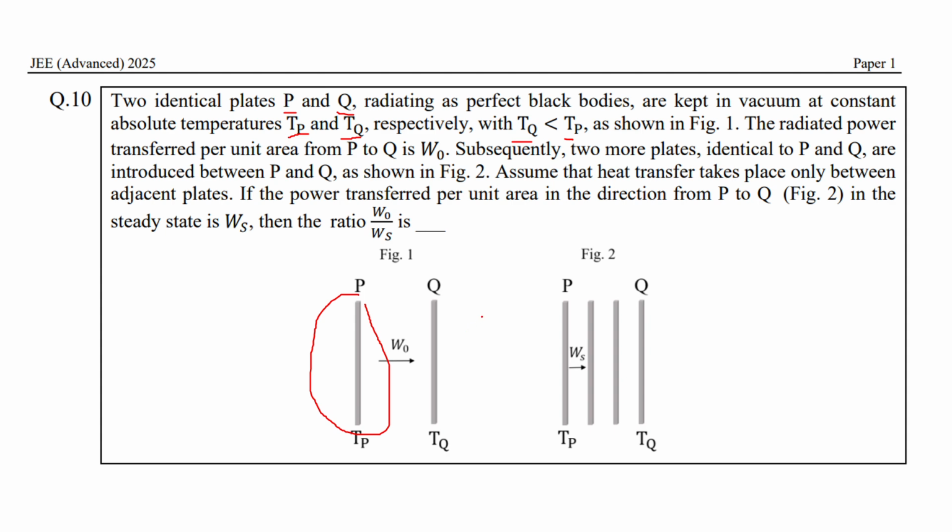and subsequently two more plates are inserted, like 1 and 2 here, and we have to find the heat transfer taking place between first and second, and then from second to third, and then from third to fourth. So we have to find the ratio of heat transfer when there was no plate inserted to the heat transfer when there were two plates inserted.